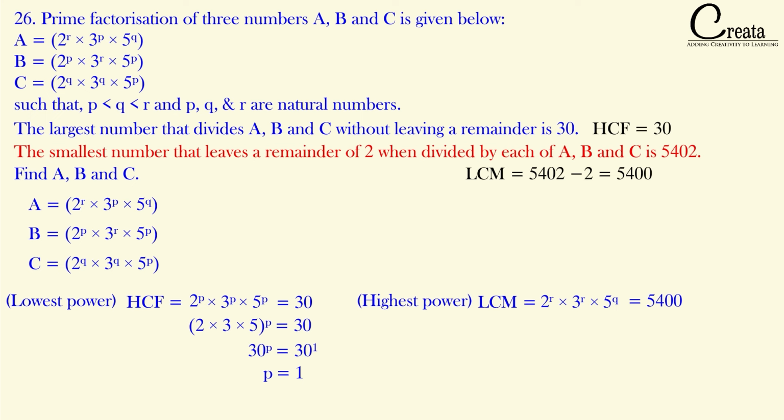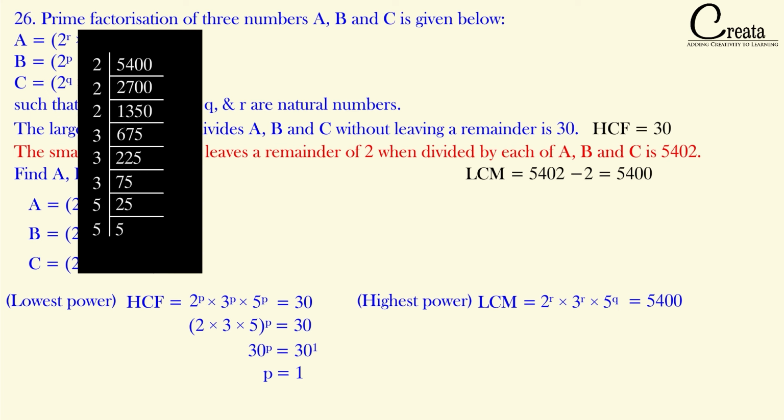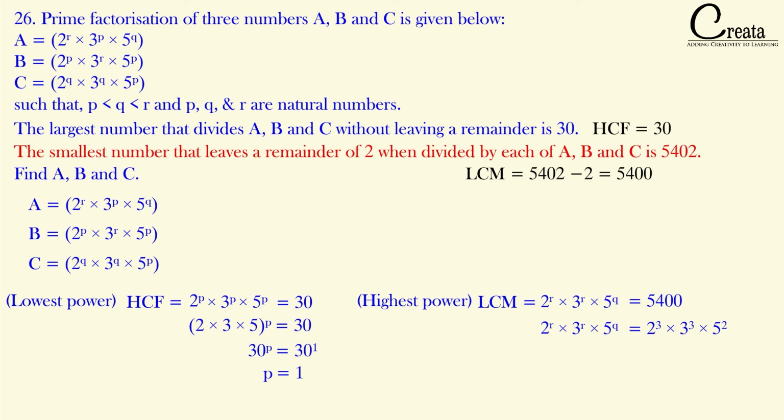Further, we have to do the prime factorization of 5400 so that we can compare left hand side and right hand side. On doing the prime factorization, we got 2 power 3 into 3 power 3 into 5 power 2. Now we can easily compare left hand side with right hand side. We compare the power of 2 with 2, 3 with 3 and 5 with 5. On comparing, we got R is equal to 3 and Q is equal to 2.